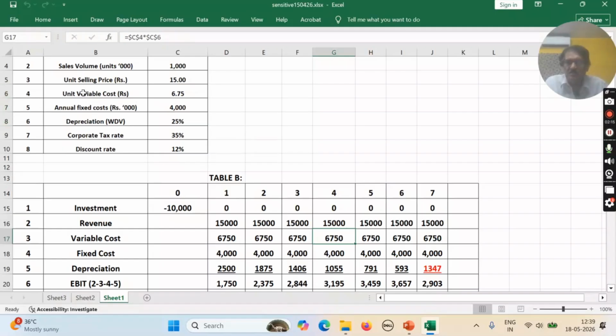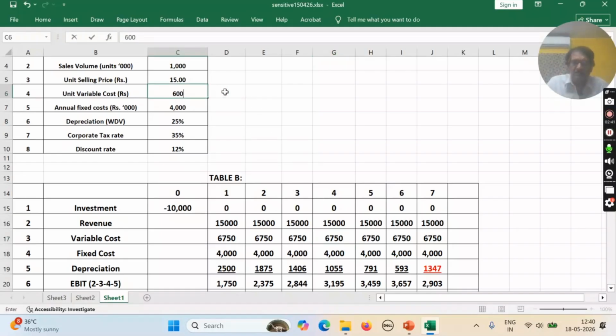C6 is this. This is the unit variable cost, and this is the volume. This into this. That's why this is the formula of Excel by which this is computed. Now, if I change the value here, say the unit variable cost, instantly this amount will be changed. I can show you also.